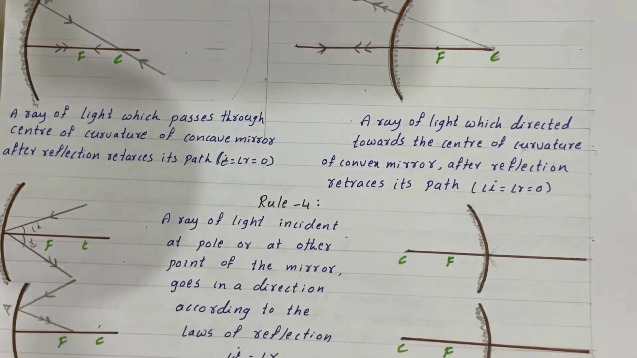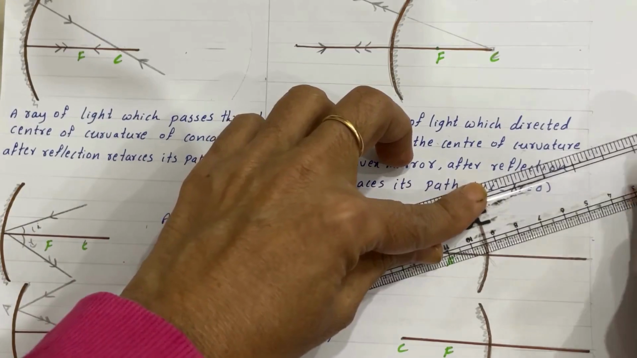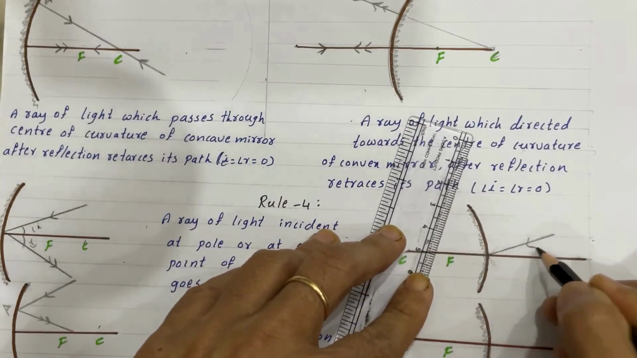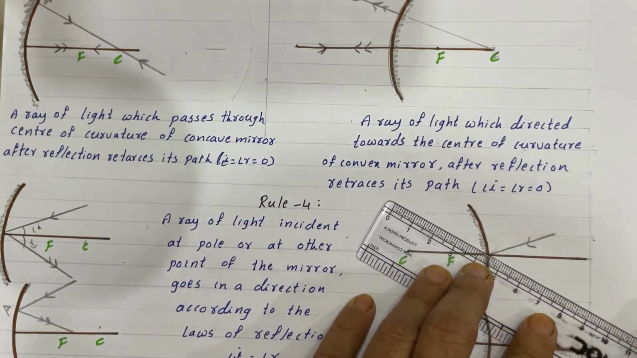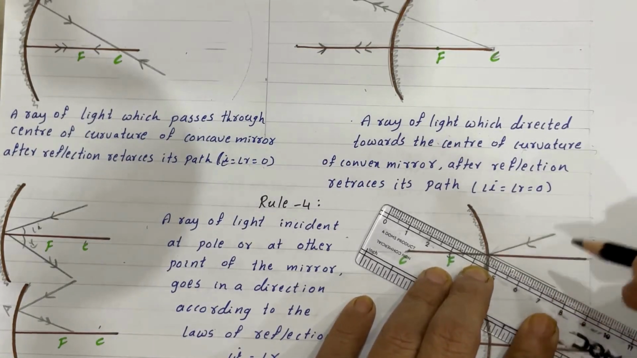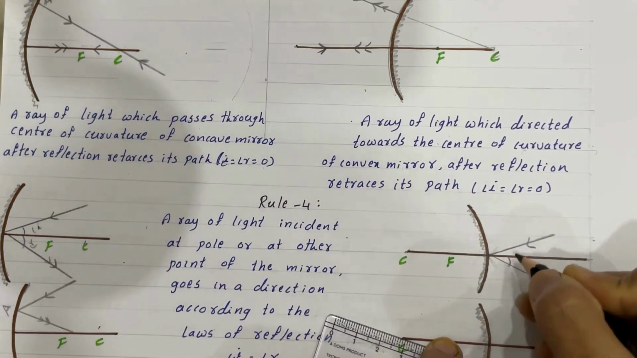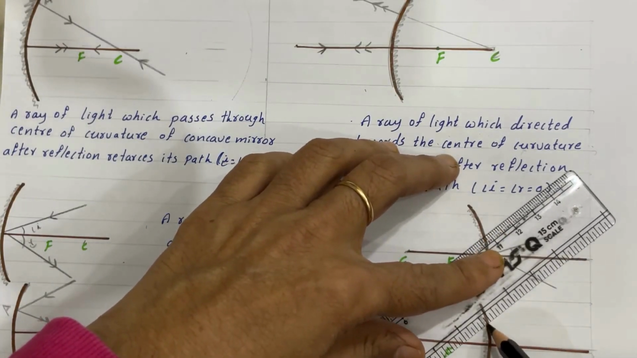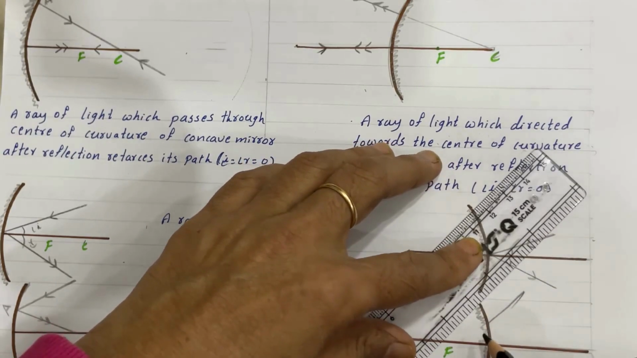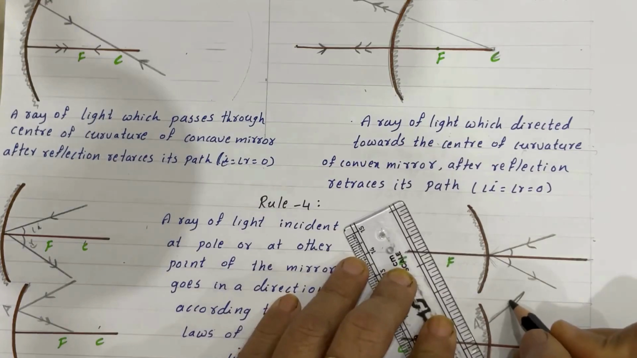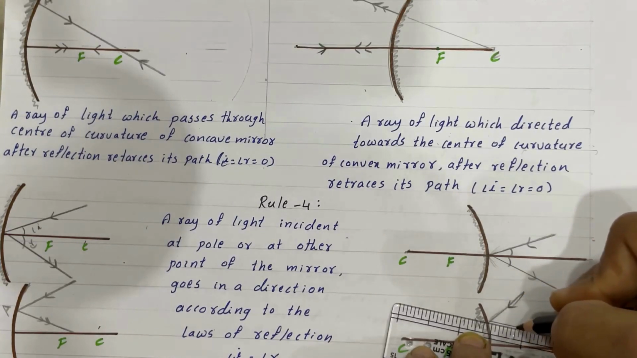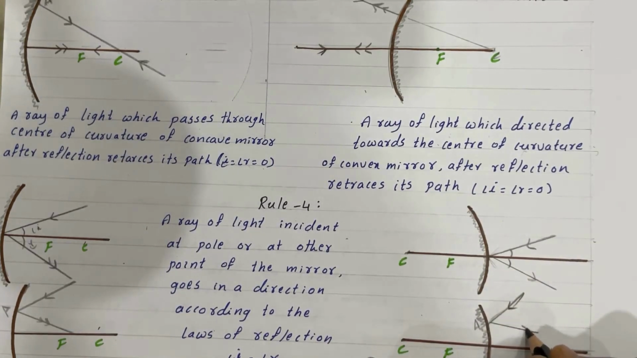And here you take the convex mirror. When one light ray is incident at the pole, then making an equal angle of incidence, the reflected ray goes away from the principal axis. Suppose one ray is incident at point A, then the reflected ray direction is according to the laws of reflection.